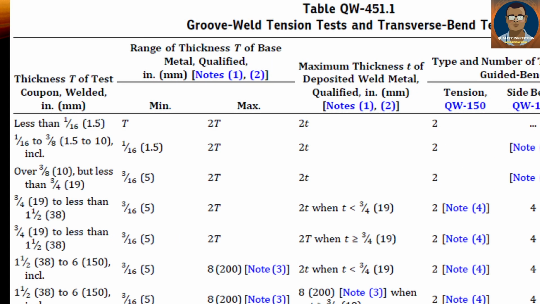Let us take some more examples. Let's say your test piece thickness is within 1.5 inch to 6 inch, 38 mm to 150 mm. If it is 40 mm, let's say, the minimum will be 5 mm and the maximum will be 8 inch, which means 200 mm. So it will not go beyond 8 inch, whatever your thickness might be in this limit. And the maximum thickness of deposited weld metal qualified is 2T when the thickness is less than 19 mm.